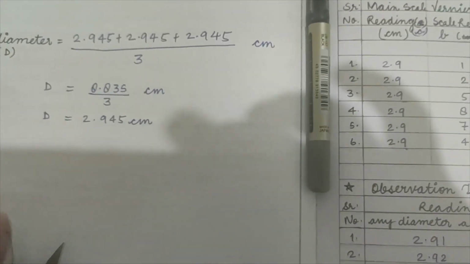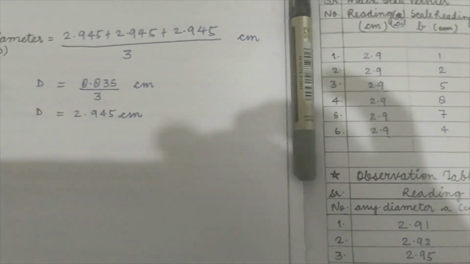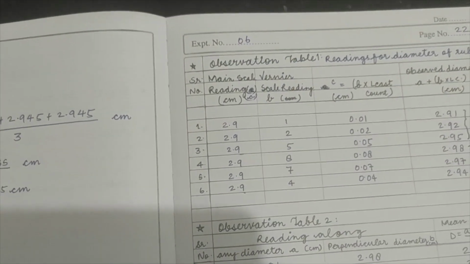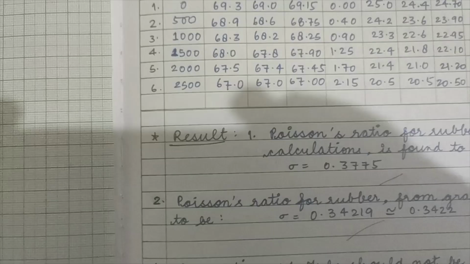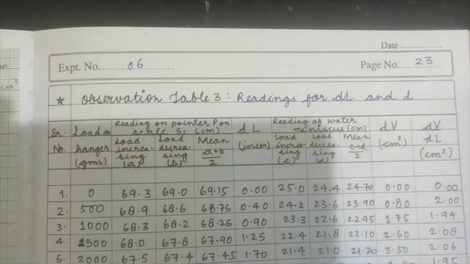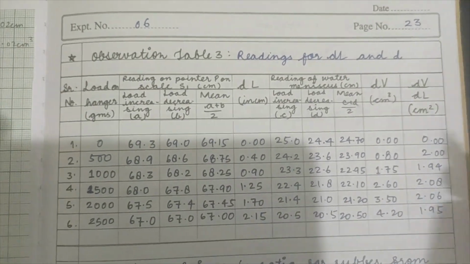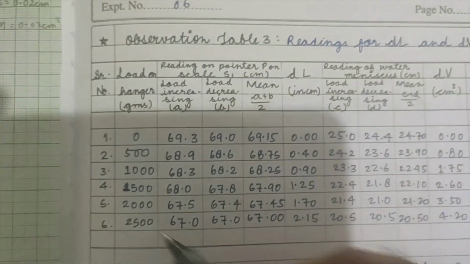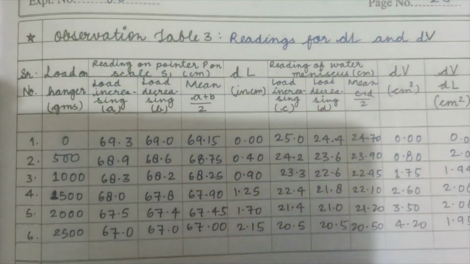I'm not going to demonstrate how to take the diameter of the rubber tube using the vernier caliper. This you already know. So let us move to the main observation table, in which we will try to find the value of dV and dL. You can see the observation table here.